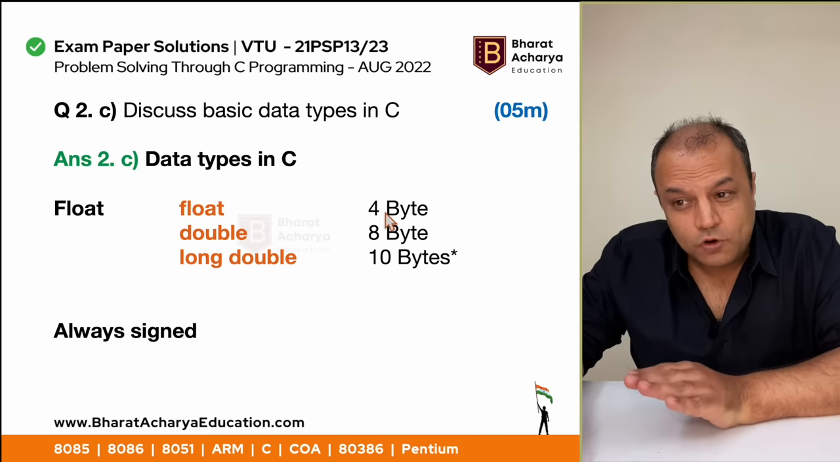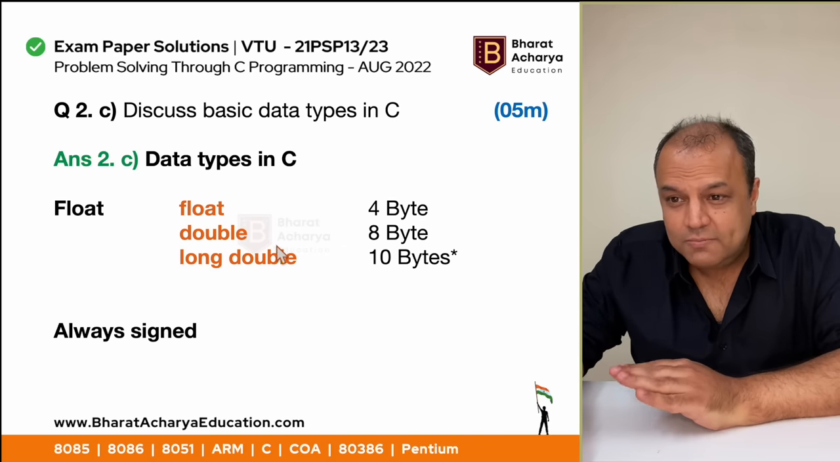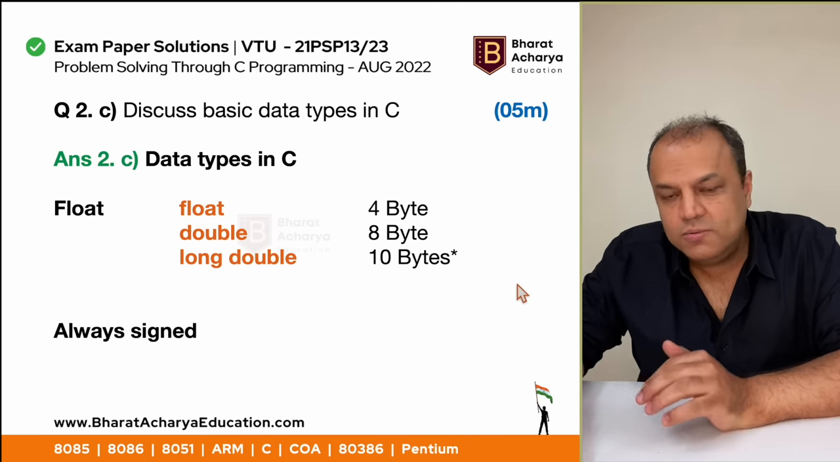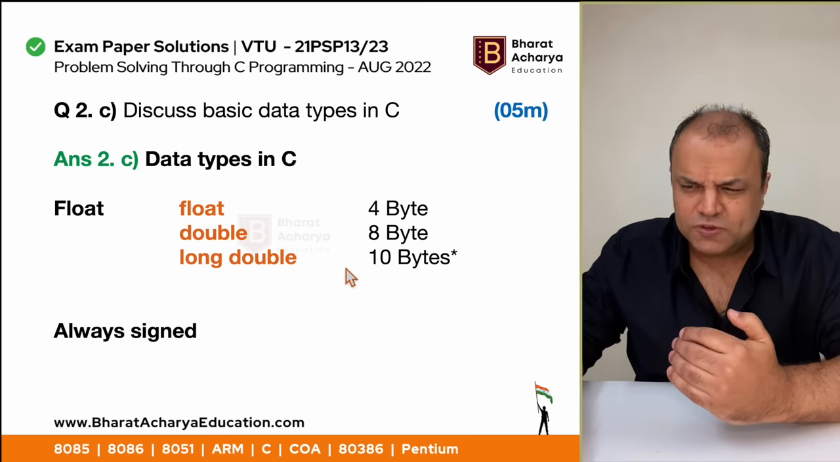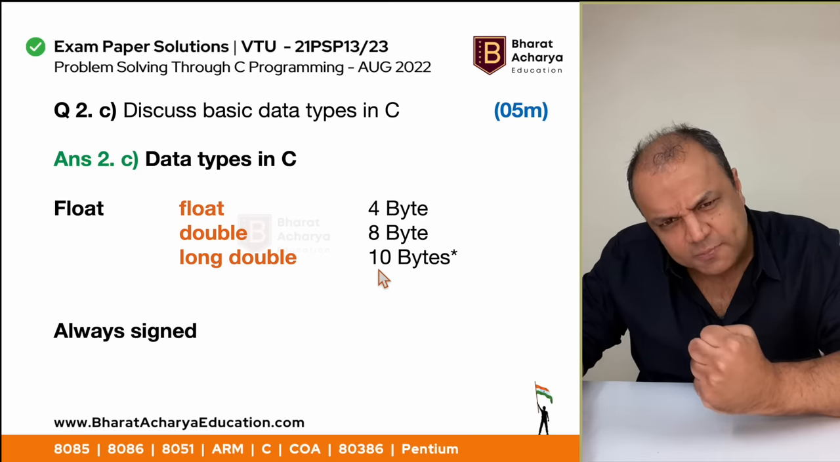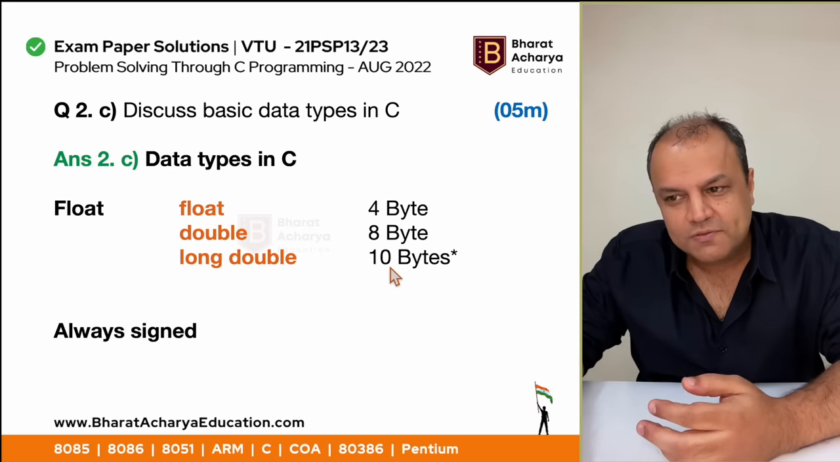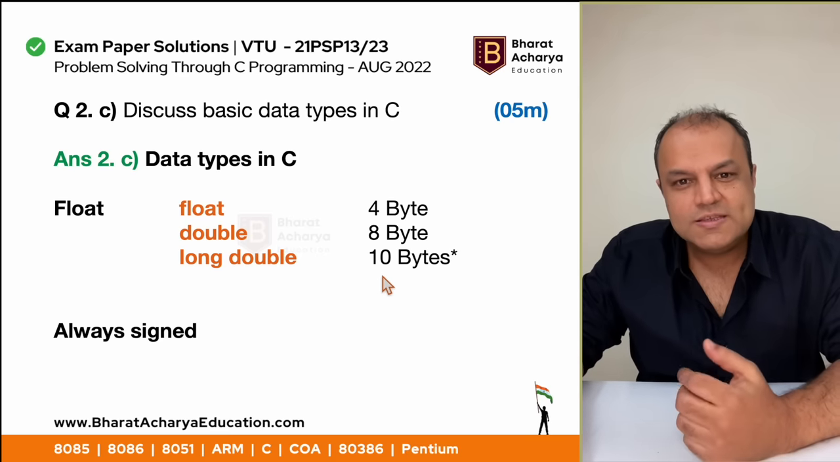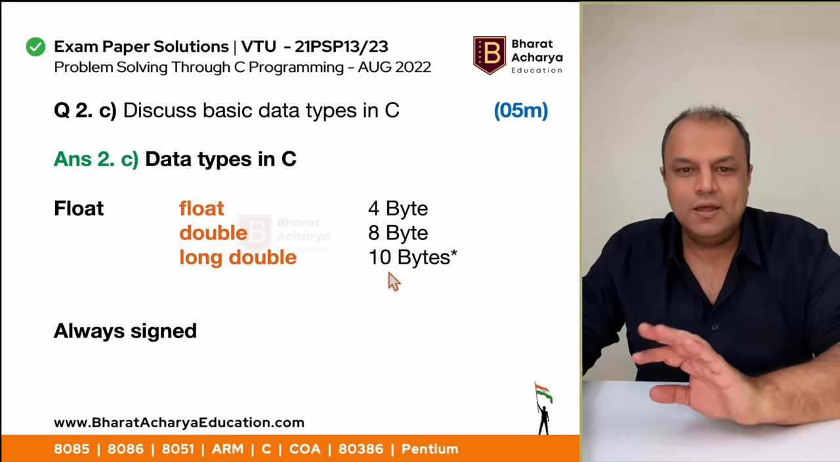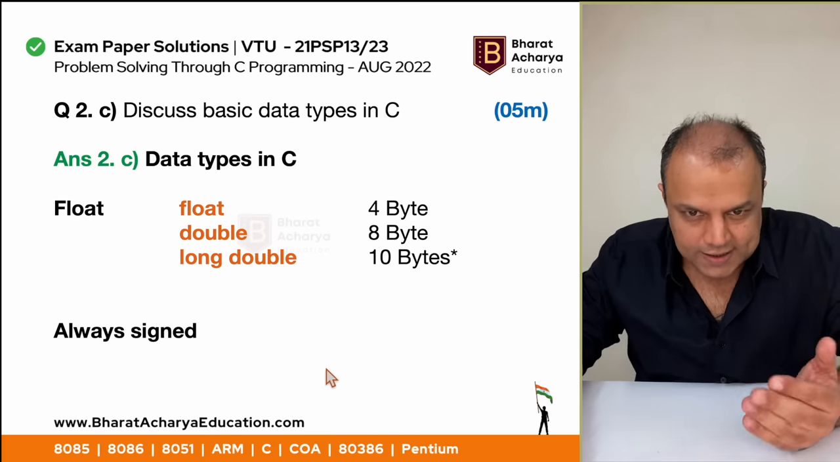So 4 bytes for float is standard, 8 bytes for double is standard. Long double differs across processors because it's already very big, so it's for high-end processing. Different processors have different sizes for it. Some have 10, some have 12, some have 14, etc. 10 is the most standard that you learn in your engineering.